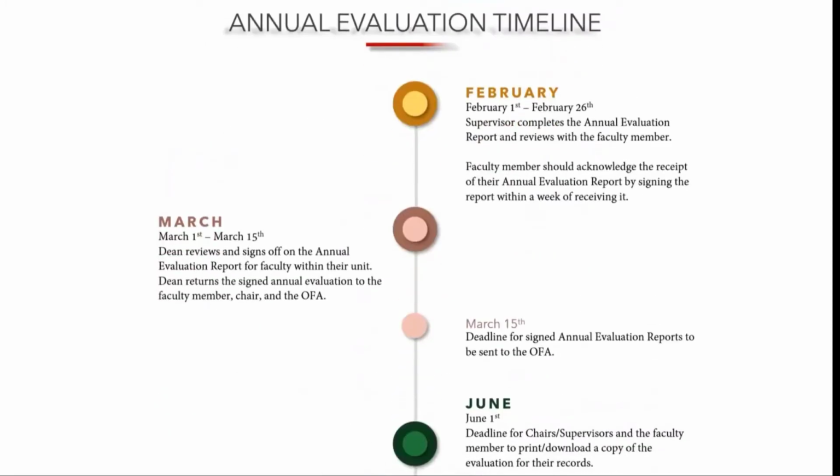February 1st through the 26th, the supervisor completes the annual evaluation report and reviews it with the faculty member, and the faculty member should complete that sign-off form in UNLV Folio. March 1st through the 15th, the dean reviews and signs off on the annual evaluation reports for all of the faculty in their unit, and this should be done by March 15th. And then we have on here the June 1st deadline for chairs and supervisors and the faculty member to print or download a copy of the evaluation for their records.